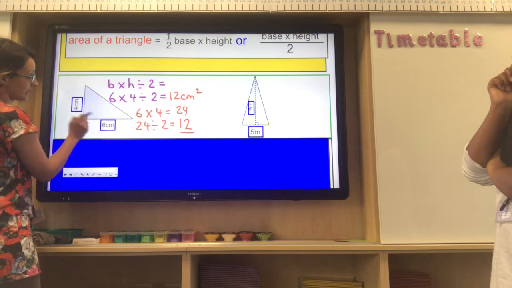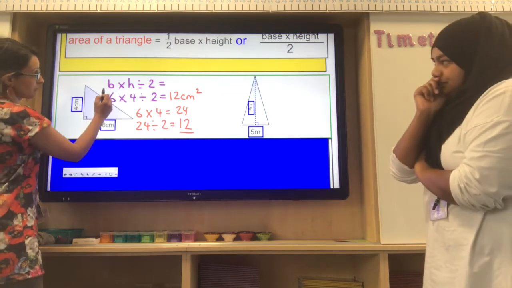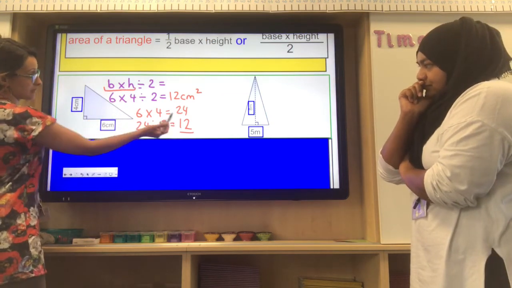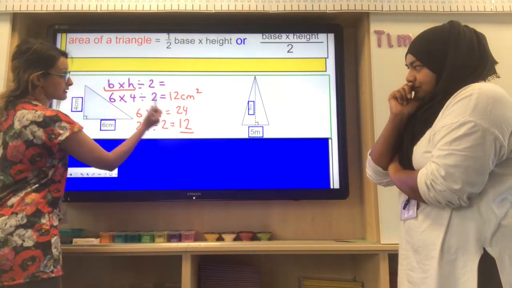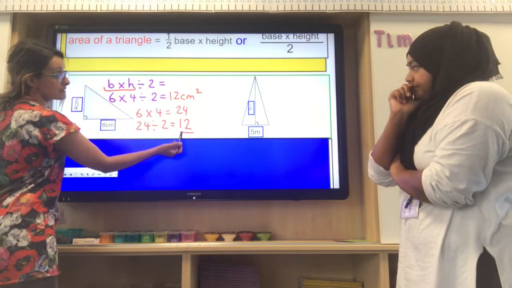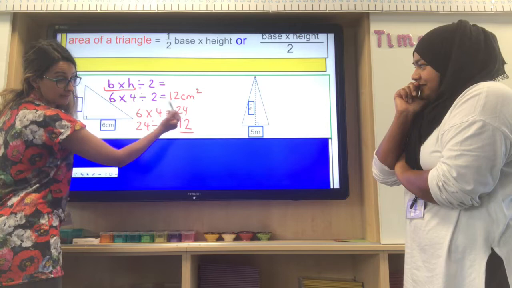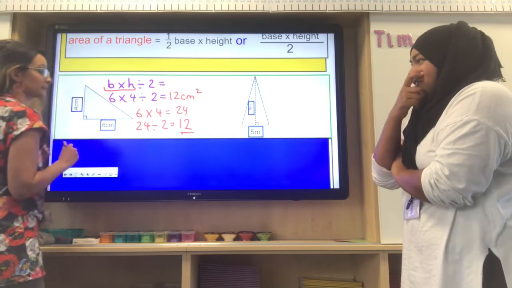So just recap that again. I did 6 times 4, which is the base times the height. I must do that first, 24, and then for my final answer, I divide it by 2, I half it, to give me 12. I don't add these two together. That's my final answer.